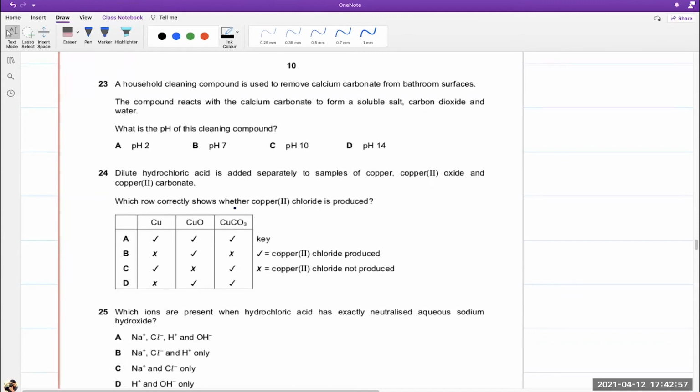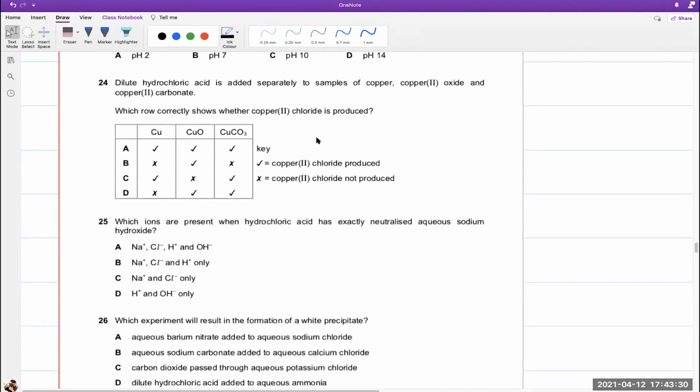Household cleaning compound is used to remove calcium carbonate from bathroom surfaces. ठीक है जी, कर लिया. Cleaning compound क्या होगा? सीधा सीधा कोई acid होगा, calcium carbonate base है, उससे react करेगा. Compound reacts with calcium carbonate to form a soluble salt, carbon dioxide, and water. No wonder. What is the pH of this cleaning compound? Acid होगा तो करेगा. So there's only one that has it as acid. The other options are neutral or basic. So obviously it's going to be A.